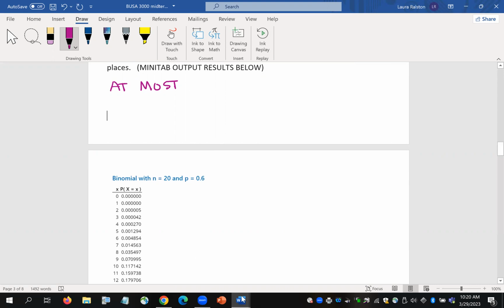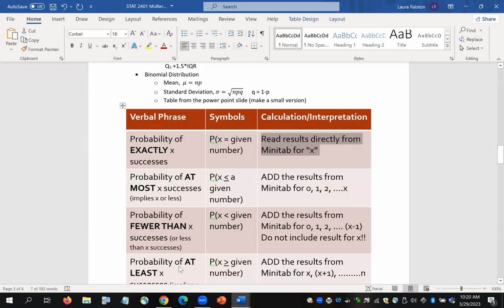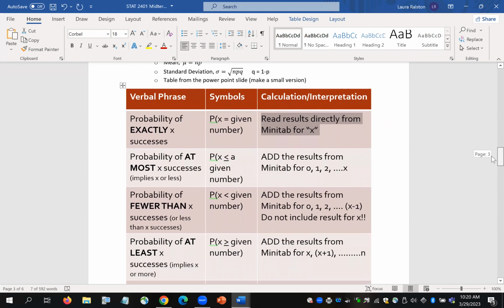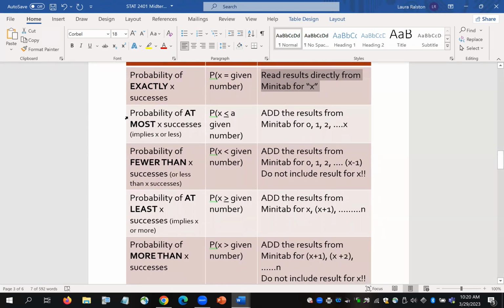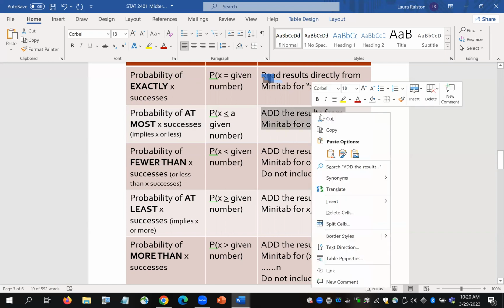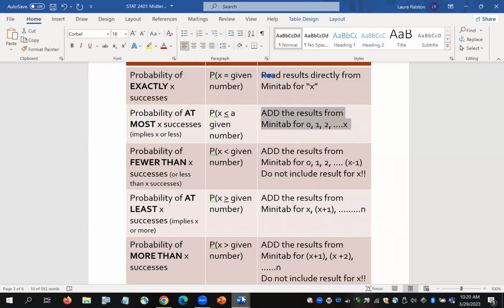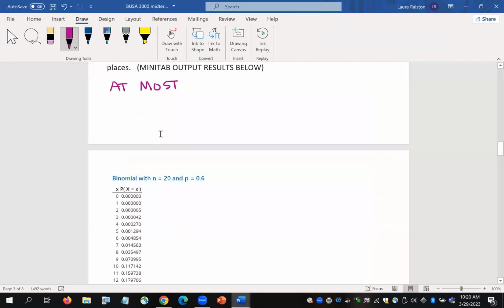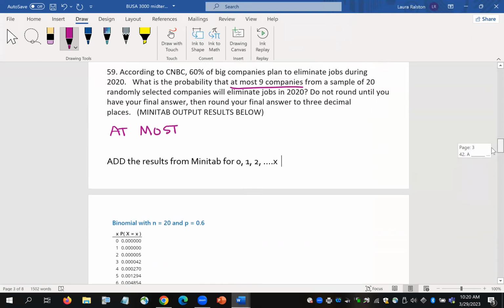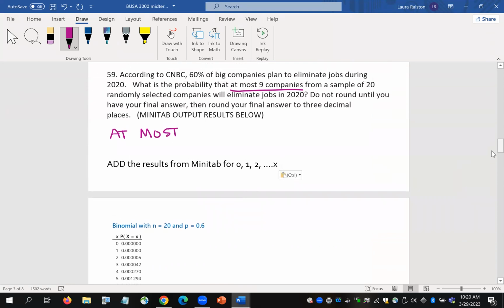So I'm going back over to the table, which is what you were asking me about, and I want to find the phrase "at most." Okay? So here's "at most." Probability of at most X successes. And it tells me to add the results from Minitab for 0, 1, 2, 3, all the way up to X.